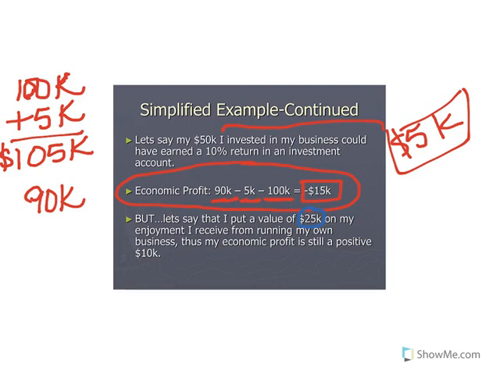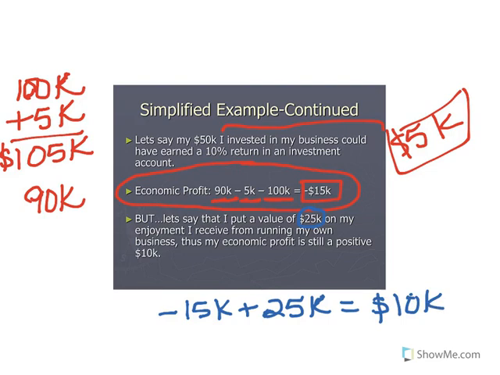So now when we place a positive value on our happiness, we have the negative $15,000 economic profit, but we add back in the $25,000 that I placed on my happiness. That means that my economic profit is now a positive $10,000 again. So in this case, we would say it's a perfectly rational decision to make, because I placed a $25,000 value on my happiness, and so my economic profit is still positive.